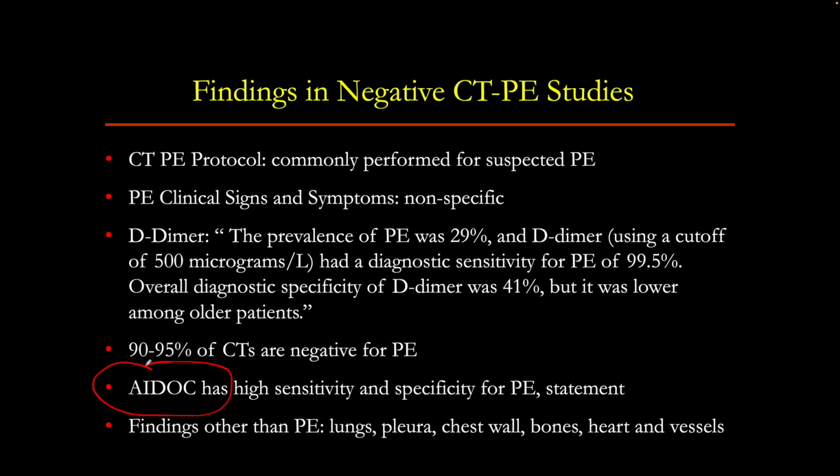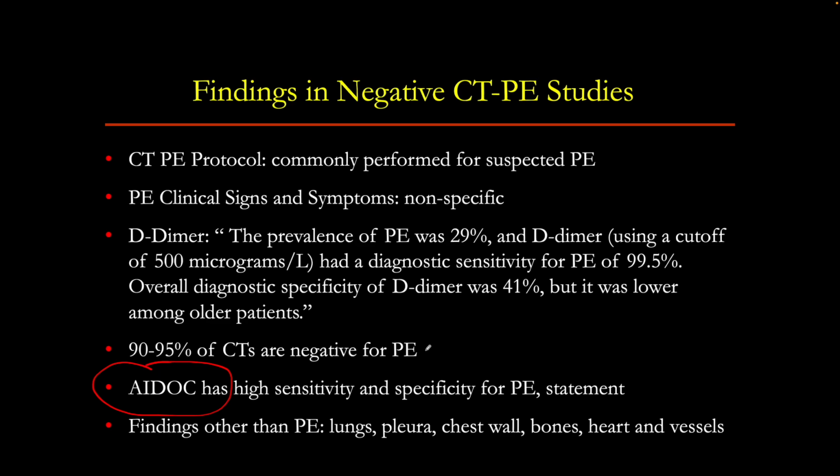The algorithm looks for filling defects in pulmonary artery branches, and it is so good that most of the time I do not pay much attention to the pulmonary artery branches to look for or to rule out acute pulmonary embolism.